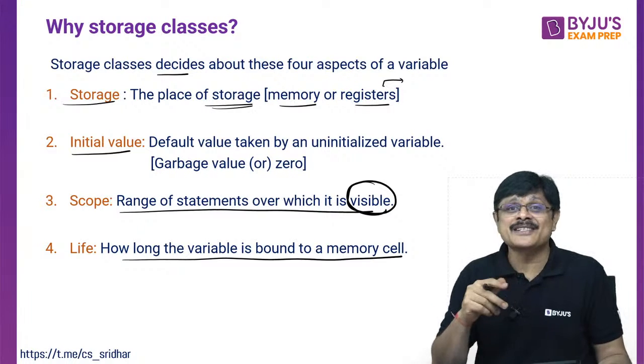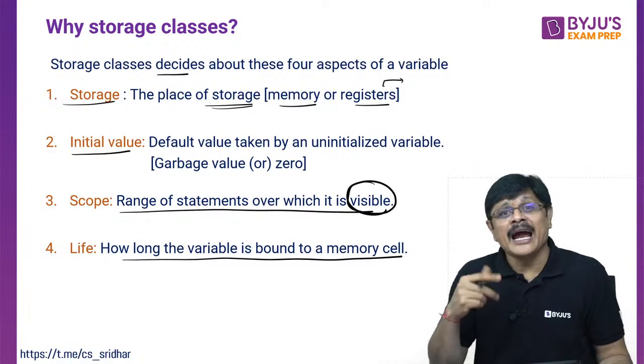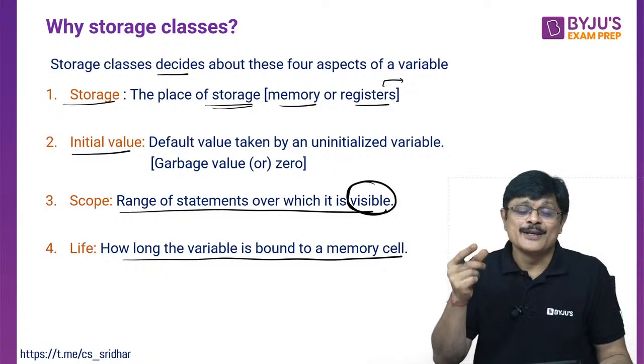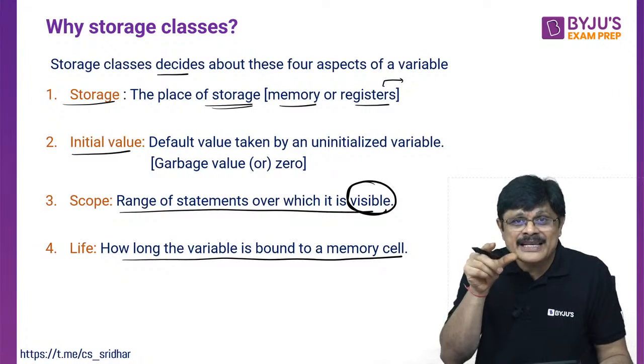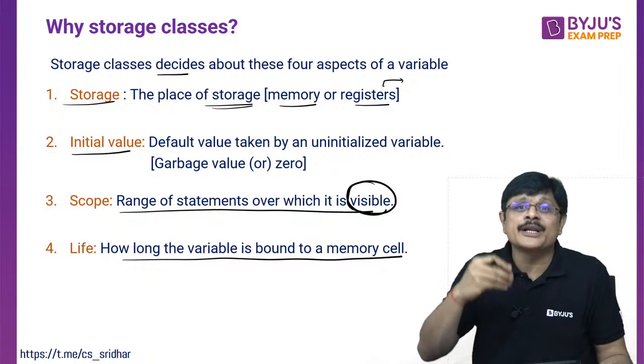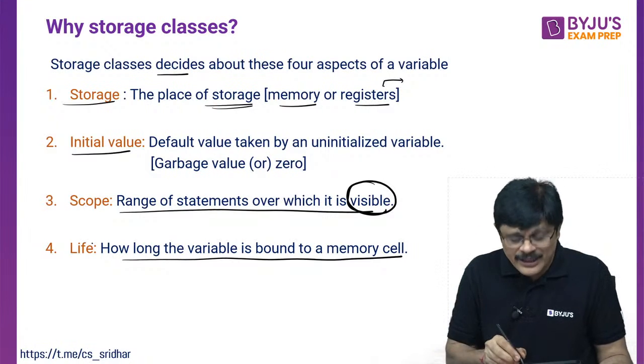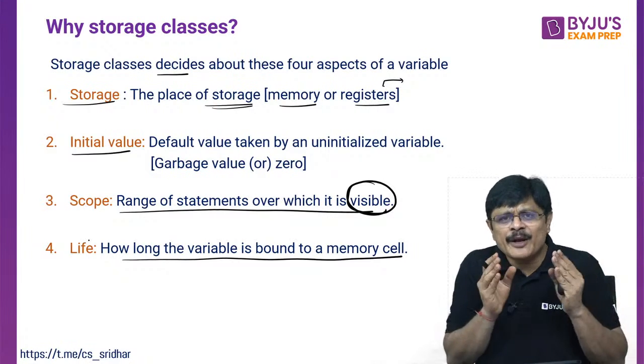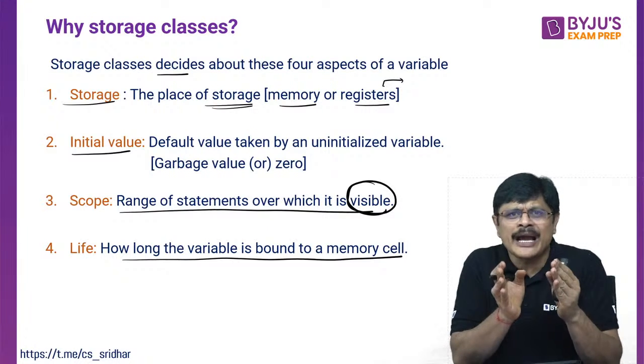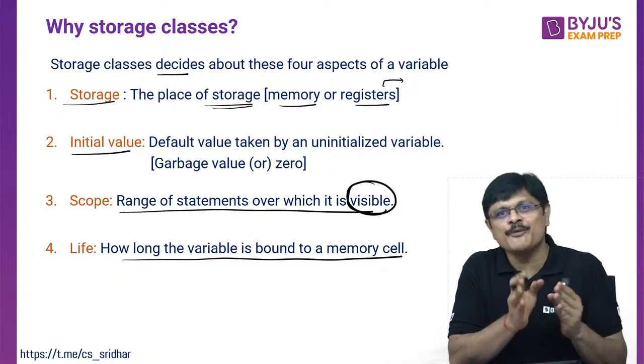So there are static variables, and there are global variables. These variables are available throughout the program. Am I clear? They persist between function calls. So their life is throughout the program, but you may not be able to access them in some parts of the program. That we need to understand.